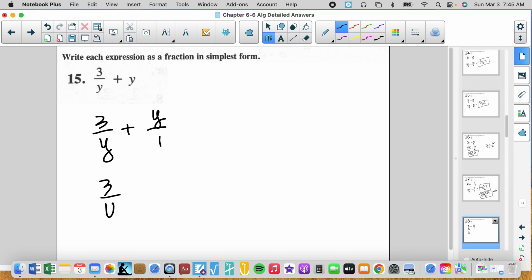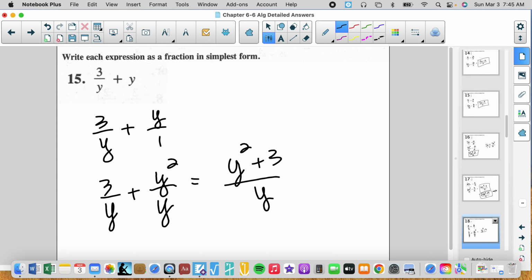So 3y plus, that's going to be y squared over y. And now we write y squared plus 3 over y. We're always going to write our answer in standard form.